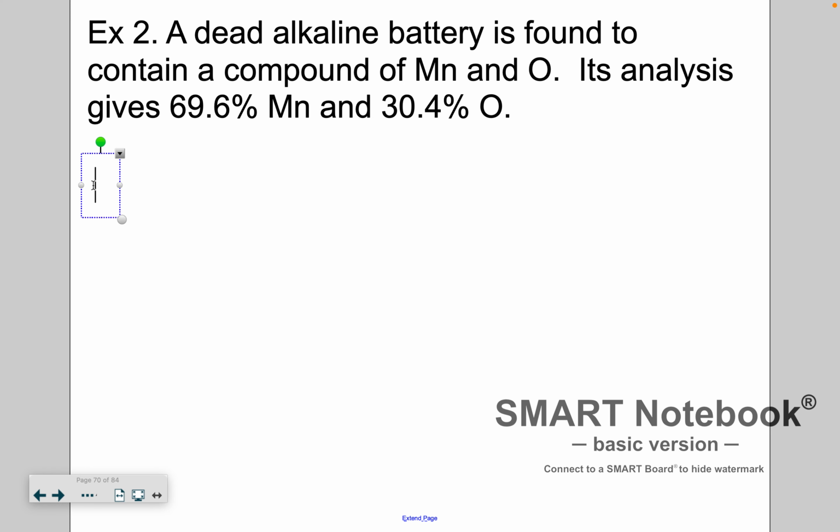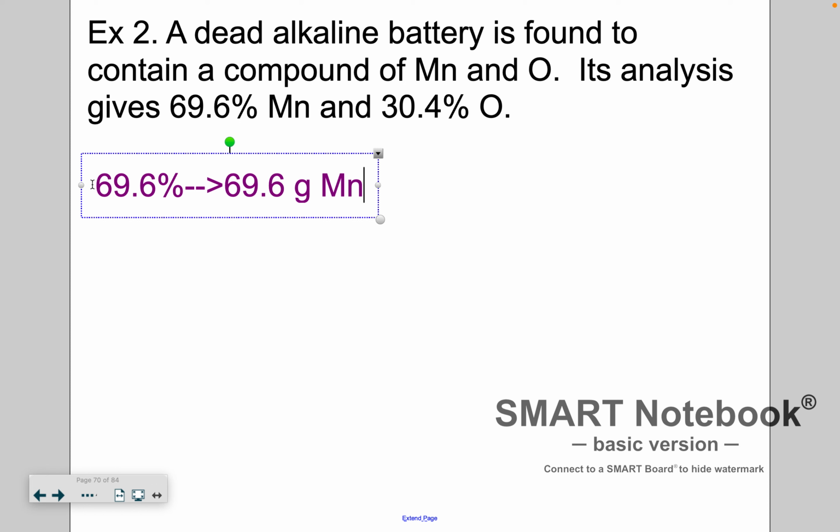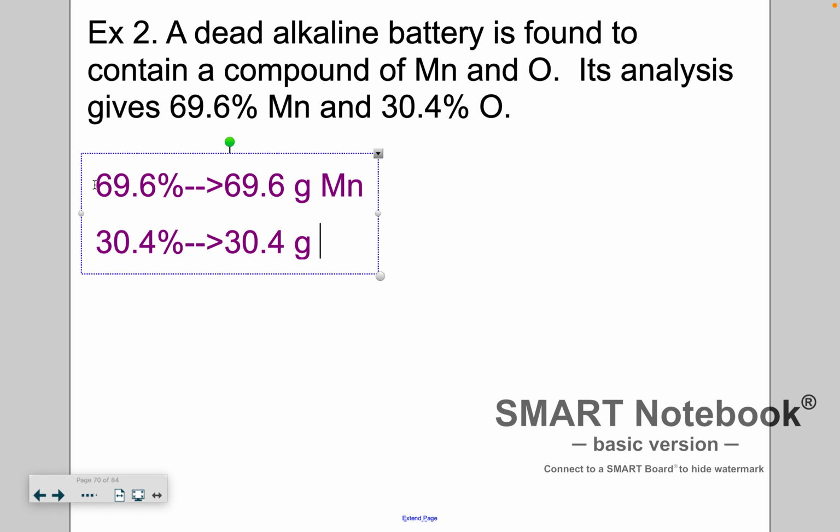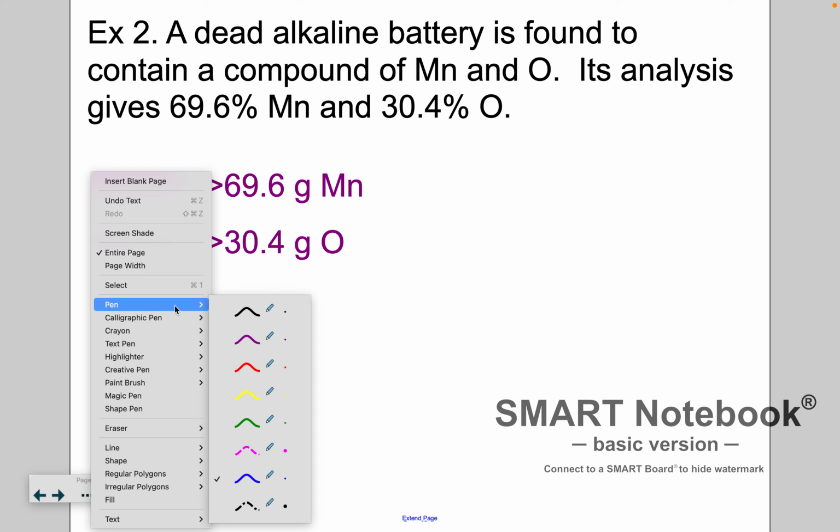So the first step is convert your percentages to grams. You just assume you have 100 of it. So the 69.6% is now 69.6 grams of manganese. And the 30.4% is now 30.4 grams of oxygen. So that is step 1.